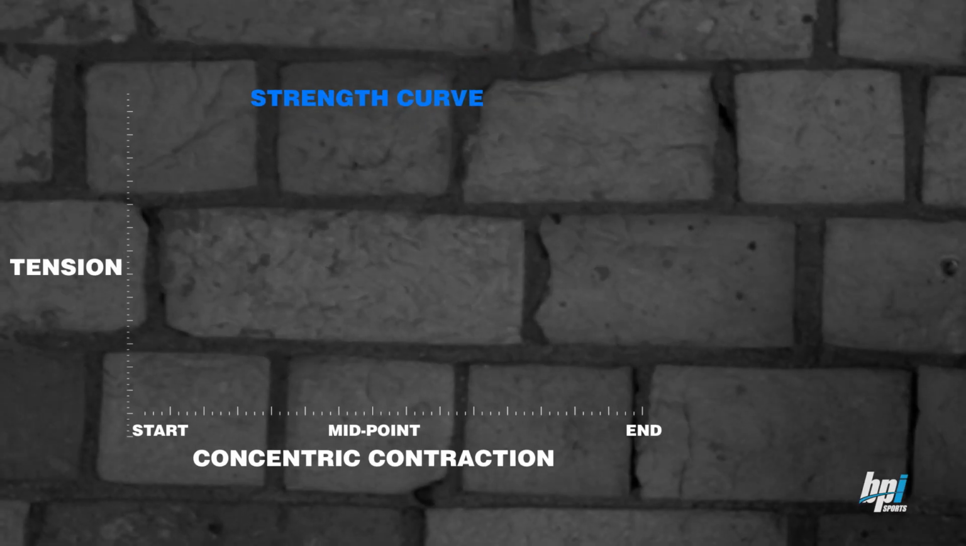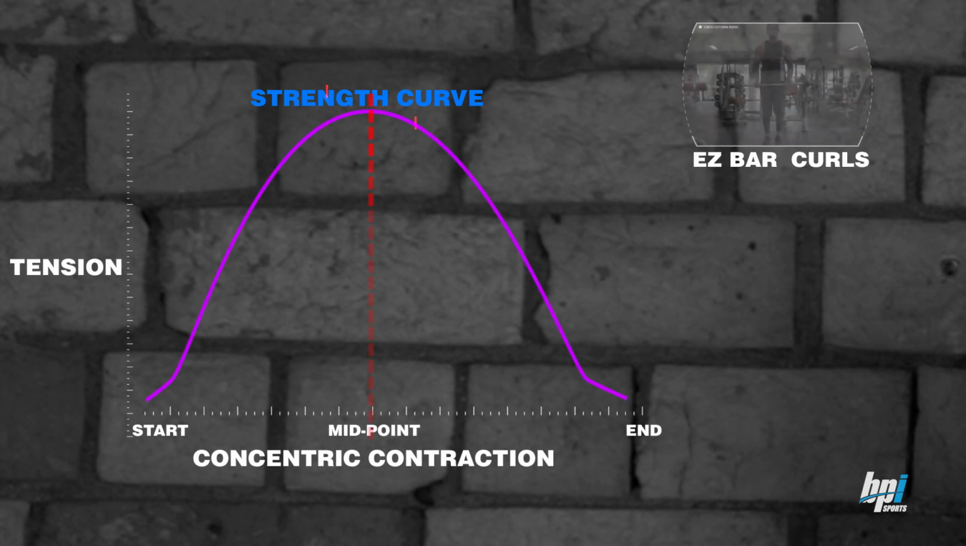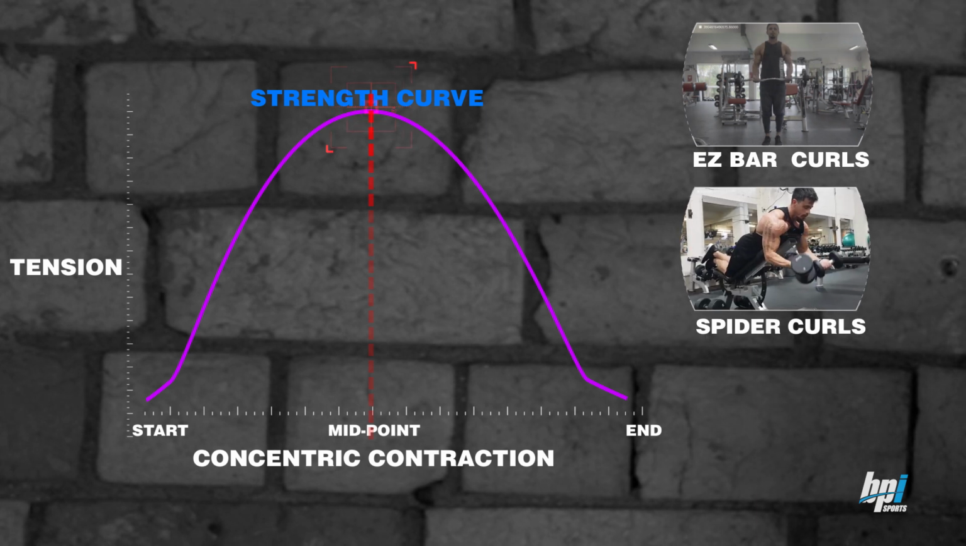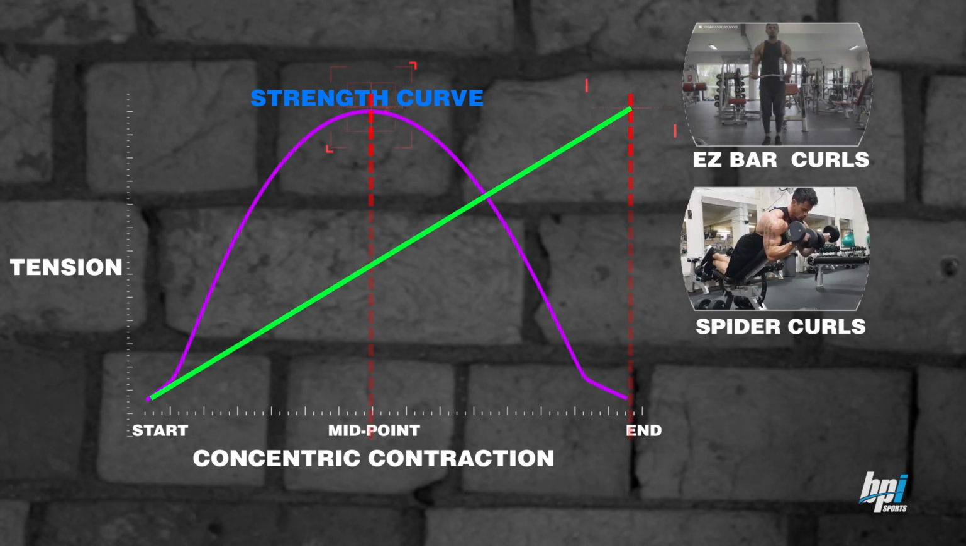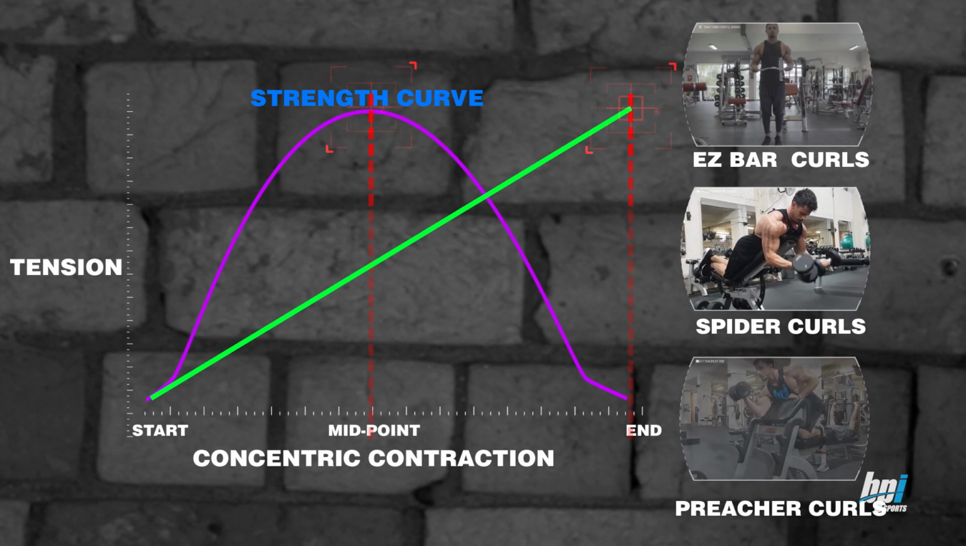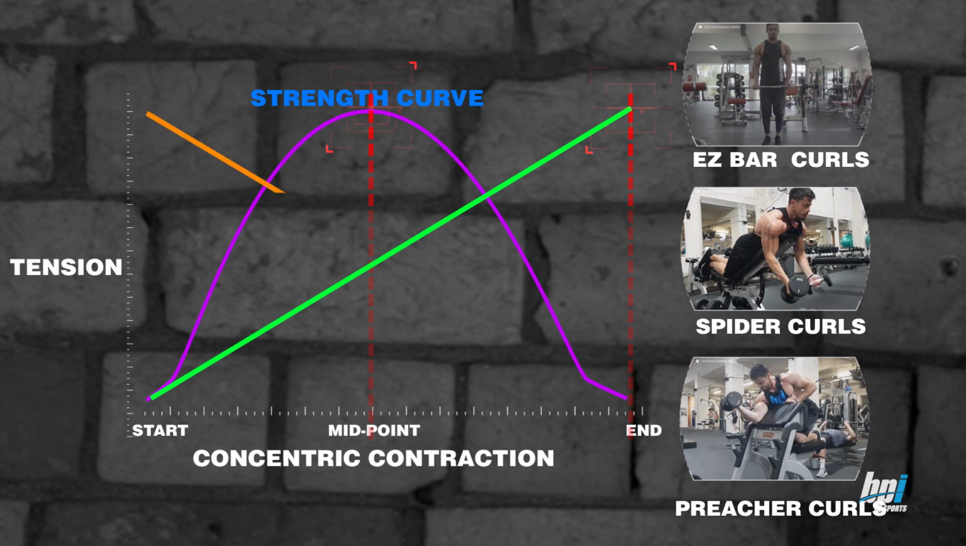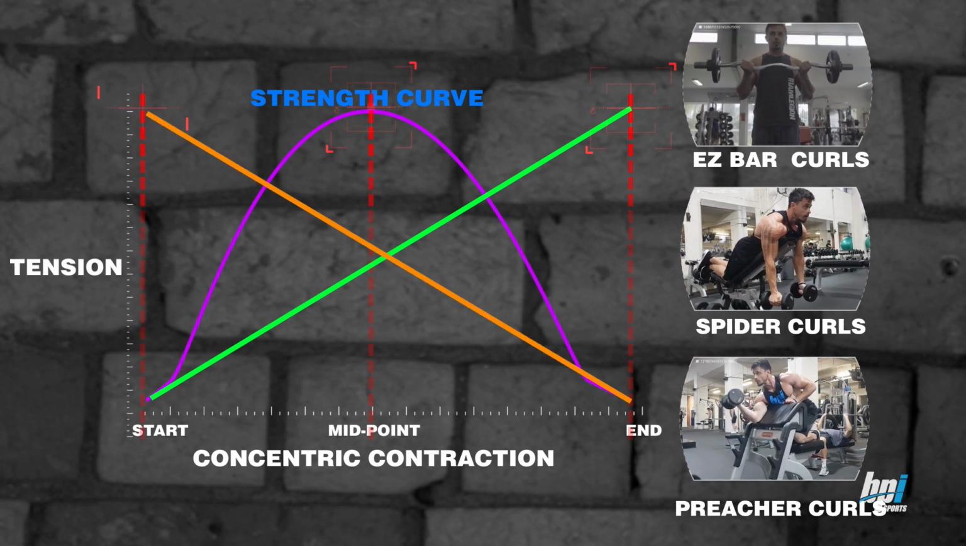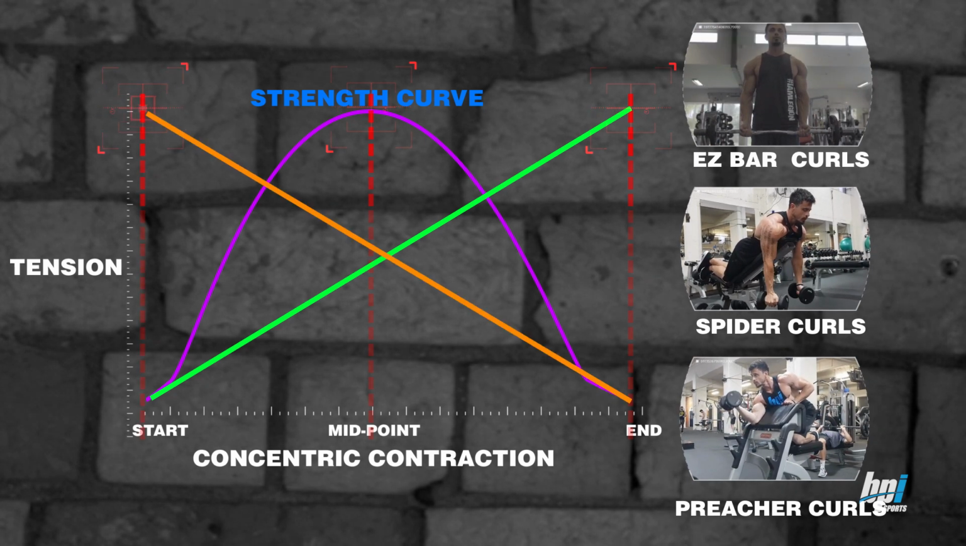Let's take the biceps again. Performing easy bar curls, we already know that the greatest mechanical tension is at the midpoint of the lift. If we then perform spider curls, which has the greatest tension when the biceps is at its tightest contracted point at the top, and if we then programmed in preacher curls, where the greatest tension is at the start of the lift, out of the biceps lengthened position.